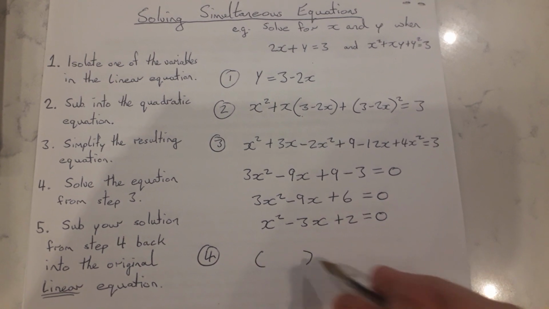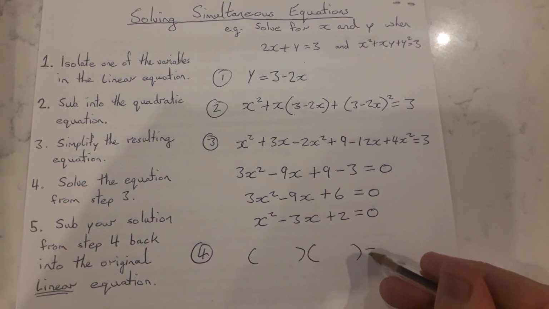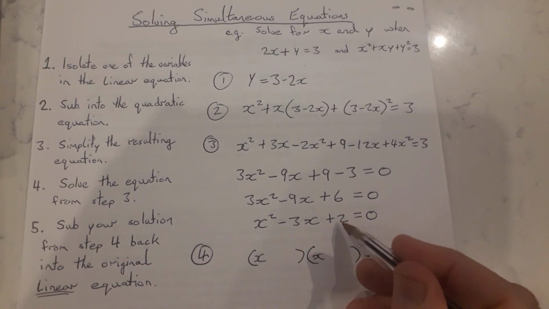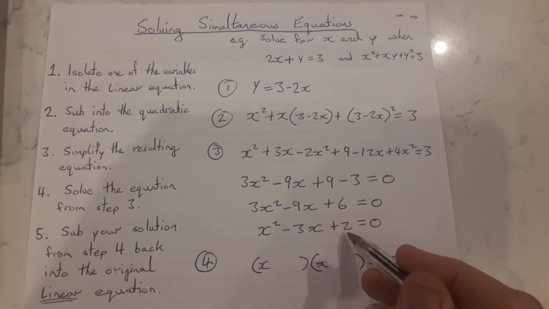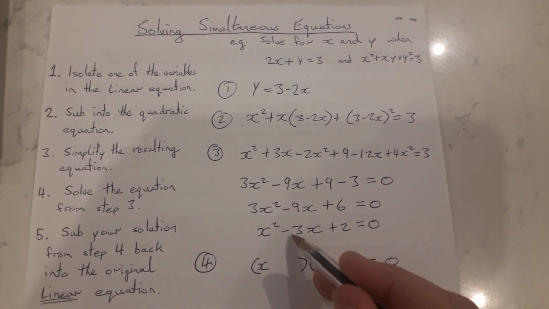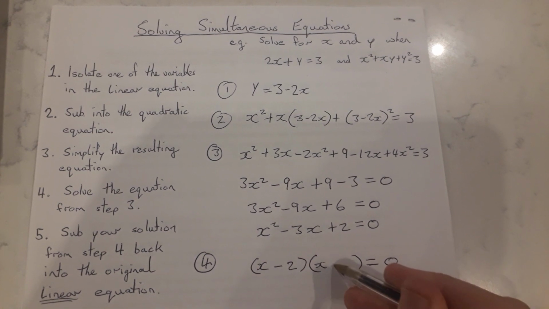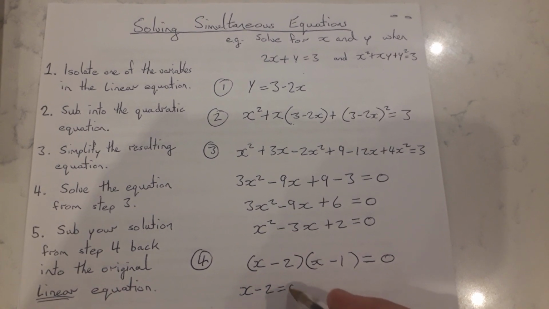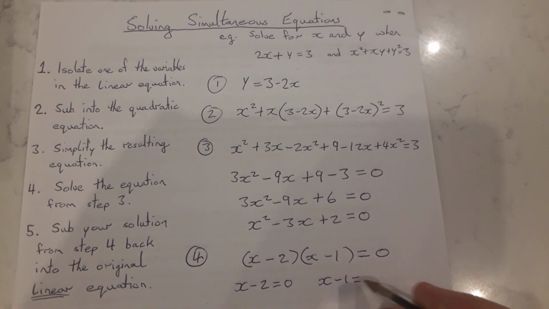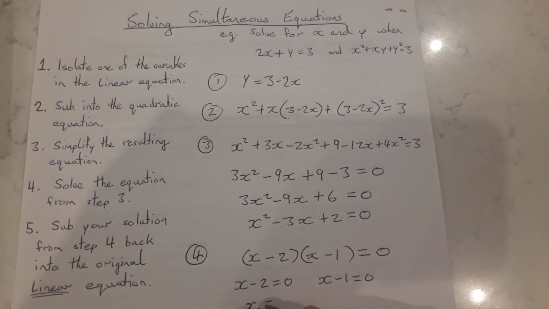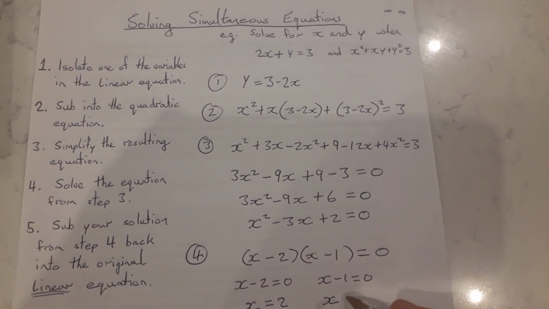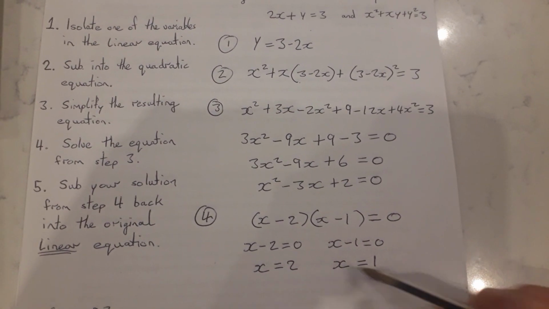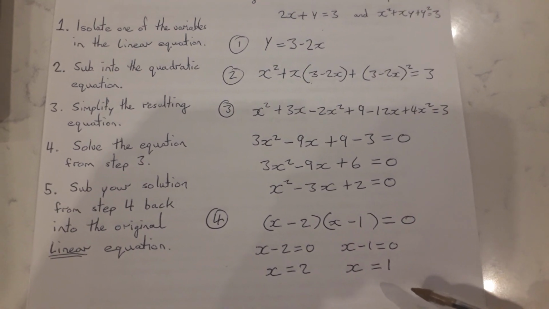So since it's relatively straightforward, this is going to be x by x, giving me x squared. 2 is a prime number, so 2 factors, only 2 by 1. And since this is minus, it's going to be minus 2 minus 1. Taking them out of the brackets and putting them equal to 0, and then bringing that 2 over to the other side, x is equal to 2 and x is equal to 1.